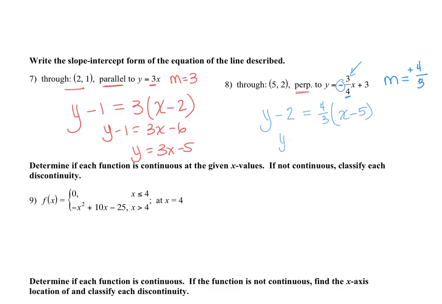And again, you will simplify it with your distribution and moving that over with common denominators there. And so move that over and put it in slope-intercept form.